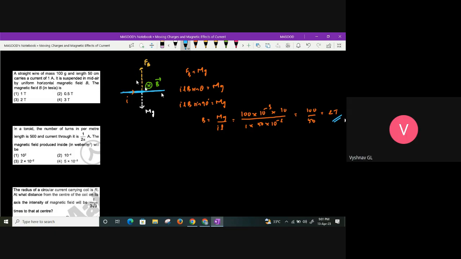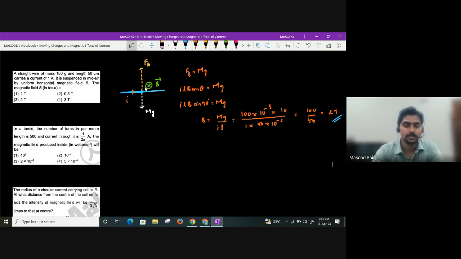Clear? Yes, okay. Next. In a toroid, the number of turns per meter length is 500 per 1 meter, it seems. Current through it is 1 by 2 pi ampere. Magnetic field produced inside will be how much, they are asking.